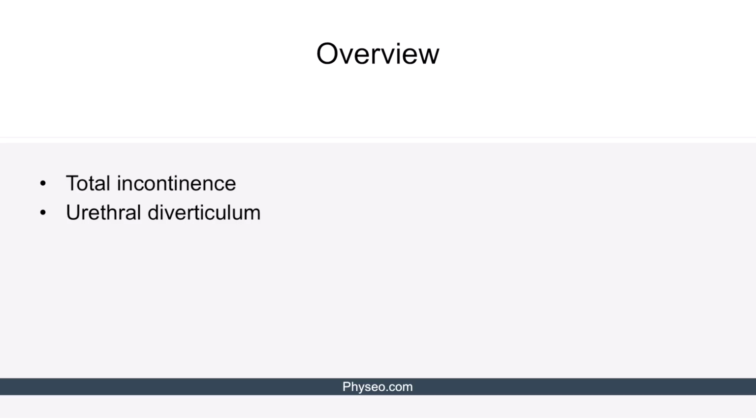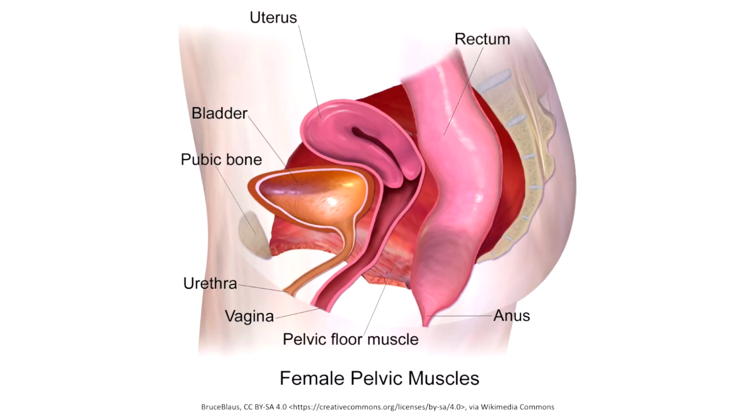We'll conclude this lecture by briefly discussing one final cause of urinary incontinence that tends to show up on standardized exams. This is the urethral diverticulum. Let's start by showing you this visually.